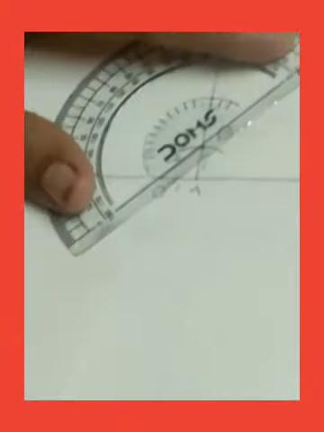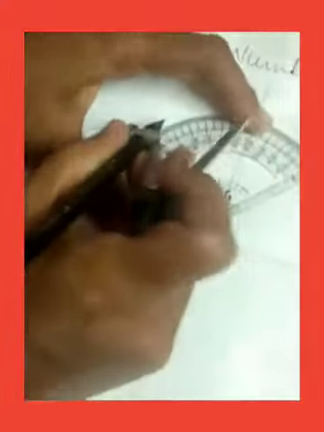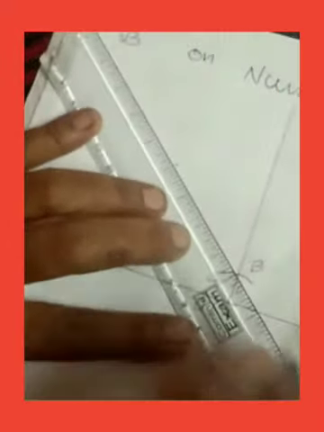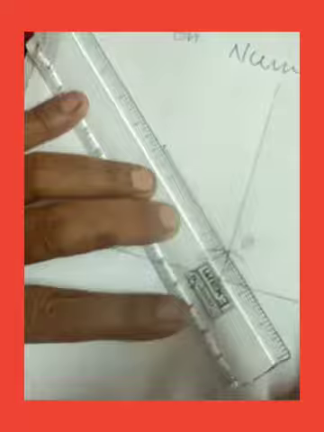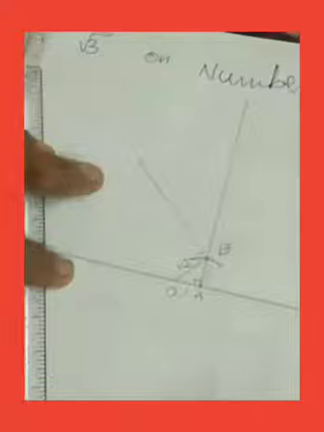So now I am again marking 90 degrees, 90 degrees at B. So this is our 90 degrees line. And join these two. We get a perpendicular at B. This is our perpendicular. Okay.